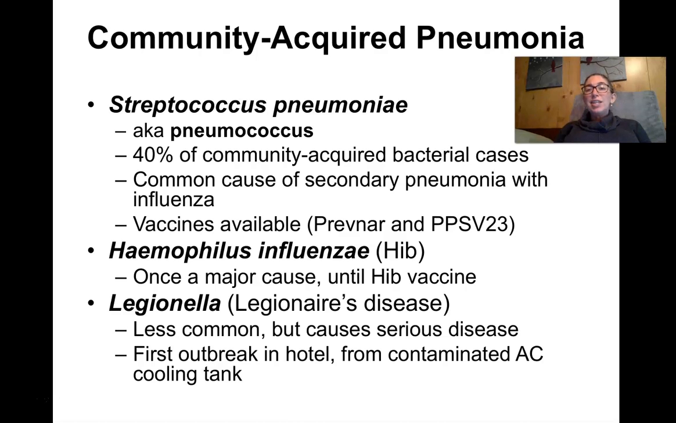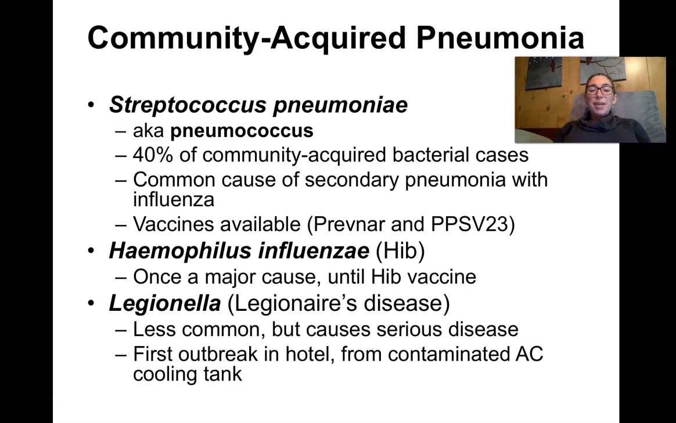There was an American Legion convention, which is for veterans, so there were a lot of older Americans in this hotel, and a whole bunch of them came down with pneumonia. So of course the epidemiologists come in and they're like, this is weird, it's not flu, it's not pneumococcus. What is the disease agent? And they found it was this new novel bacteria. They named it Legionella after the American Legion, and they called the disease Legionnaire's disease.